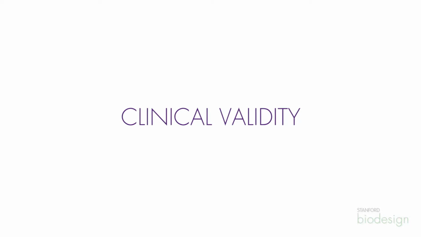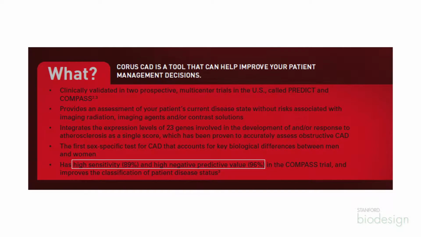The second category is clinical validity. That's a measure of how good are you at measuring what you say you are measuring in the clinic. In our case, that's obstructive coronary disease. So how good are we at actually predicting which patients have obstructive coronary disease and which do not on the basis of peripheral blood messenger RNA?